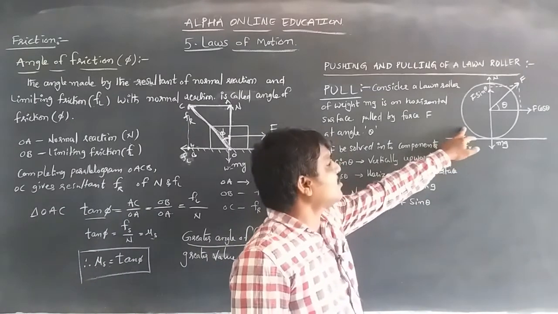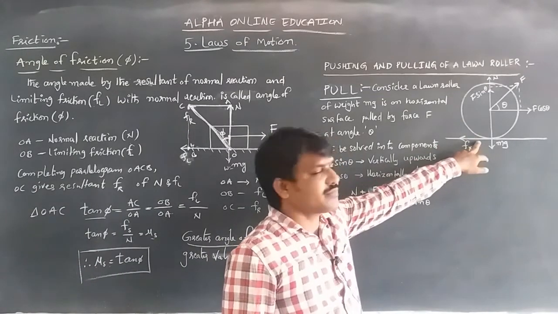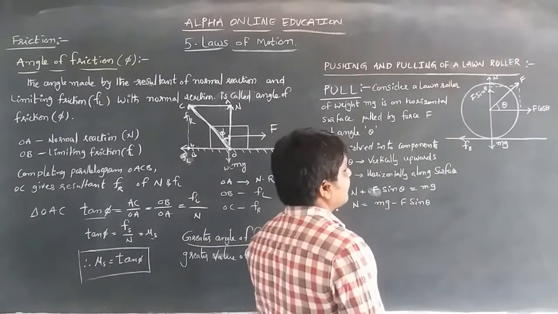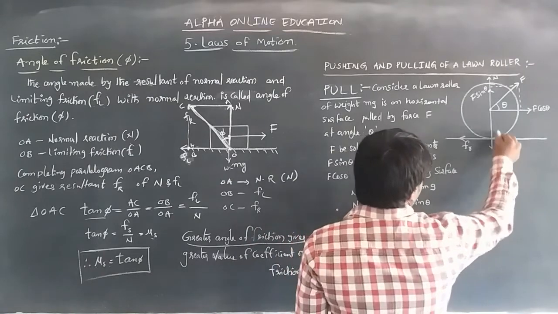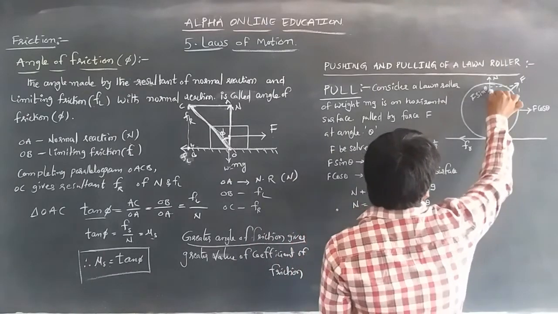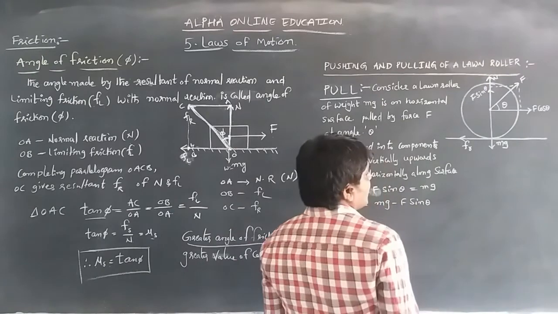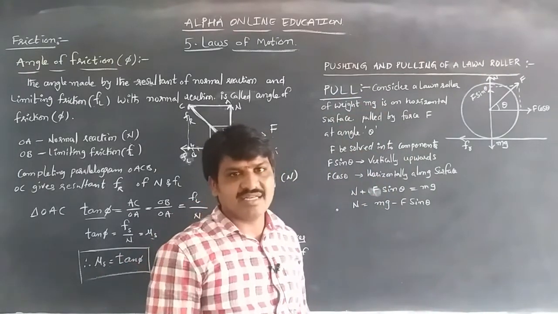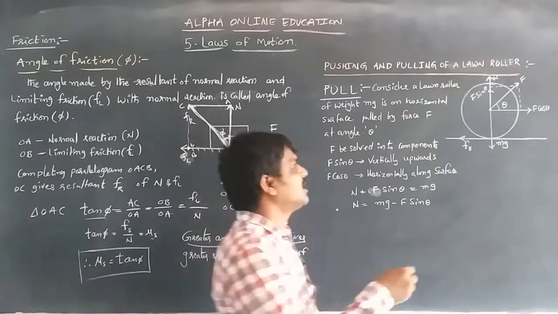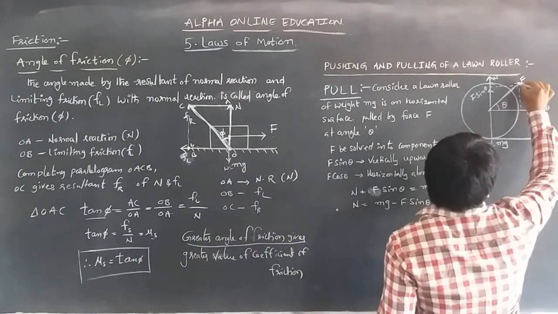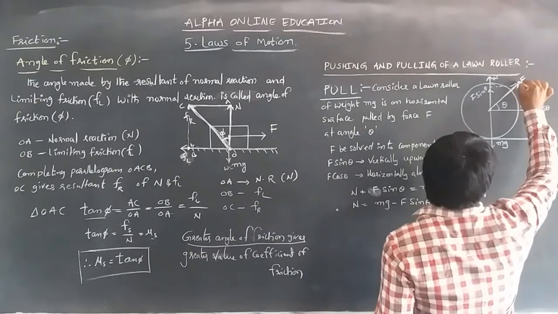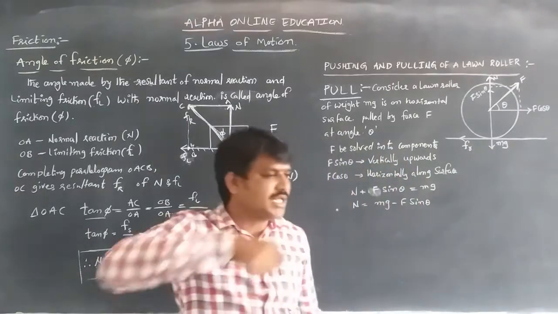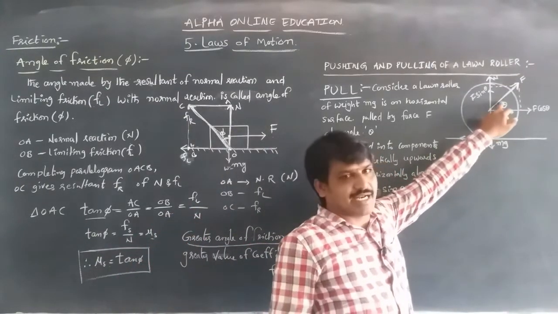when a lawn roller is placed on a horizontal surface, the weight due to the gravitational force, mg, acts vertically downwards and the normal reaction acts vertically upwards. First we are going to discuss the pull. Whenever the body is pulled in this direction, the resultant force acts in this direction.